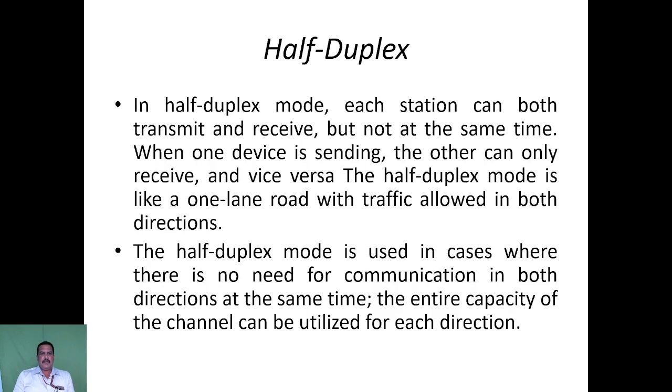Next, half duplex. In half duplex mode, each station can both transmit and receive. We can transfer as well as receive the data in both directions, but not at the same time. When one device is sending, the other one can receive, and vice versa. The half duplex mode is like a one-lane road with traffic allowed in both directions. It is used where there is no need for communication in both directions at the same time. The entire capacity of the channel can be utilized for each direction at a time.